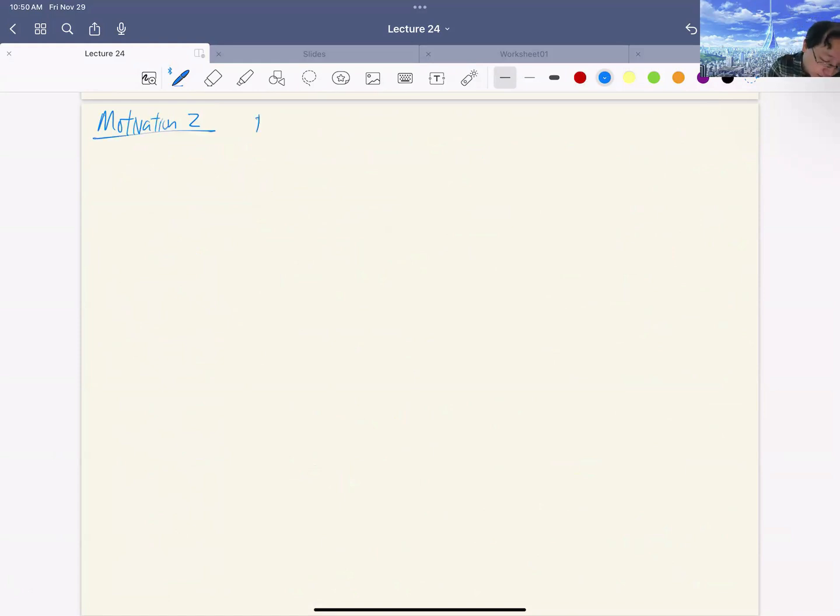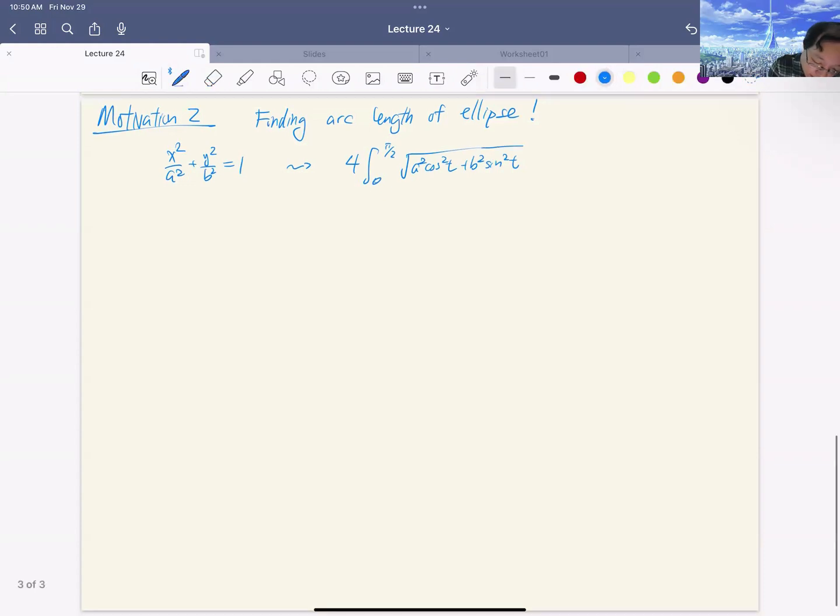Well, it comes from finding the arc length of an ellipse. So you probably have seen this in 1014 or 1024 to set up the integral to find arc length. So if I have a general ellipse, then the arc length is given by this integration.